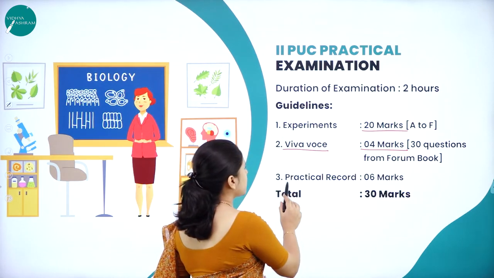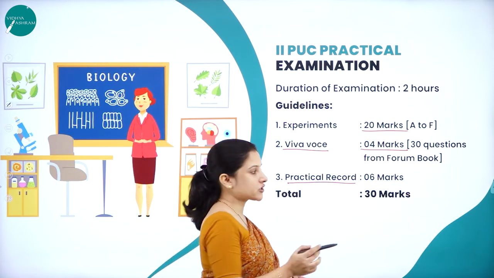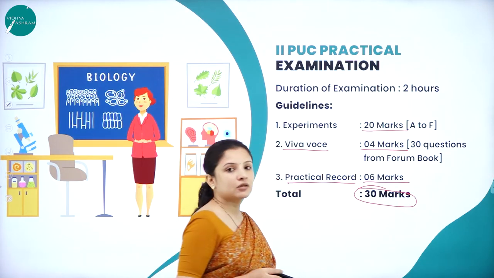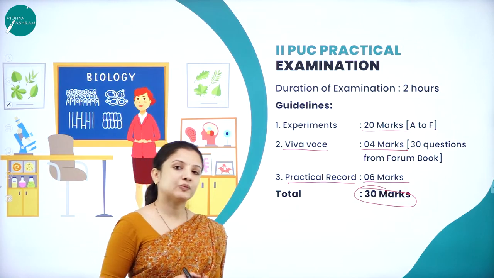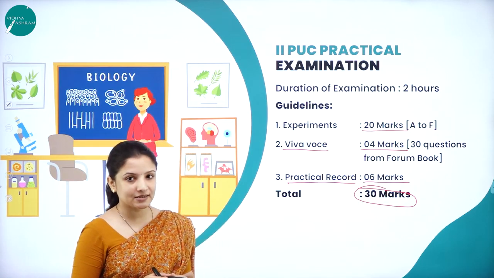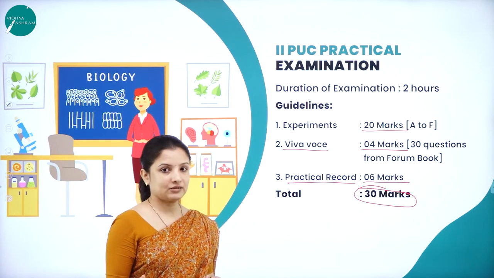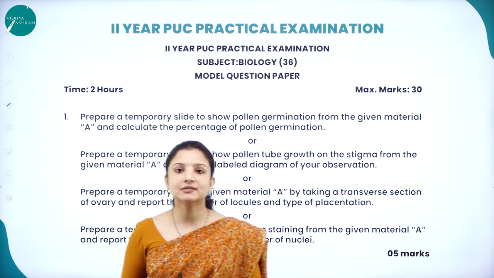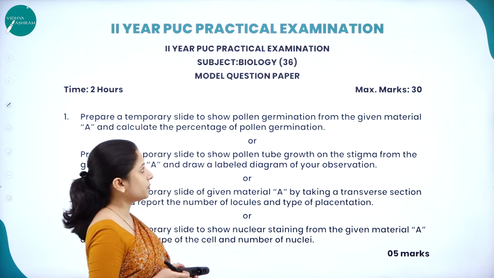Practical record, maintain your practical record very well so that it will easily fetch you 6 marks. Therefore, your entire practicals is for 30 marks. Scoring 30 is very important here because practicals is quite interesting and easy as well. Therefore, it will increase your percentage in the theory exam as well. So, it is very important. Next, moving further, we shall discuss the question paper of the practical exam. How does the question paper look?